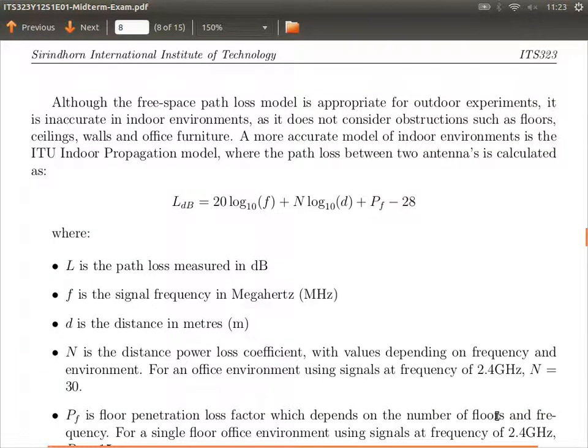Let's try another one. Any preferences? Your experts are path loss now. Which other question? Looks hard.